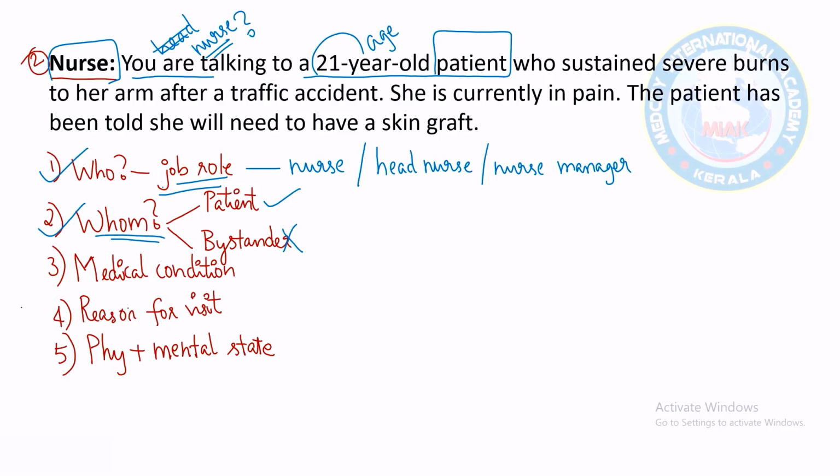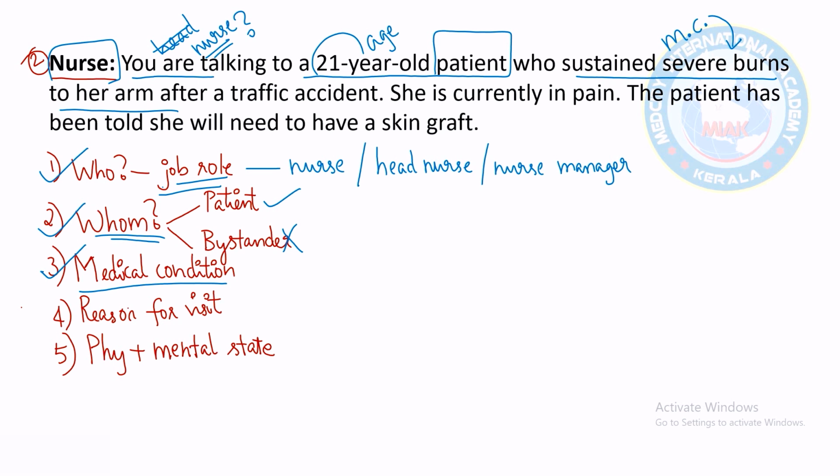After we get to know whom we are talking to, we need to try and find out what is the medical condition of the patient. So when we read ahead, we find it's a 21-year-old patient who sustained severe burns to her arm. So we know that this is the medical condition of the patient.